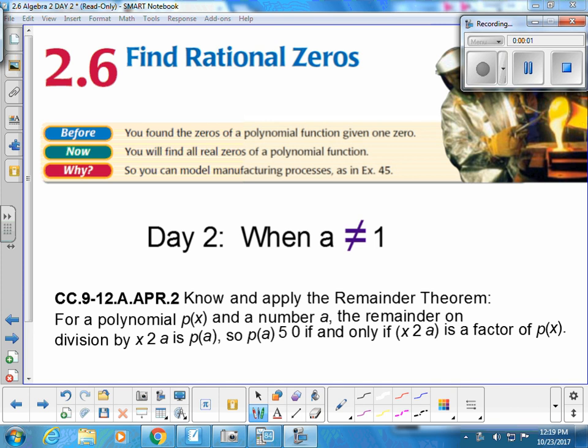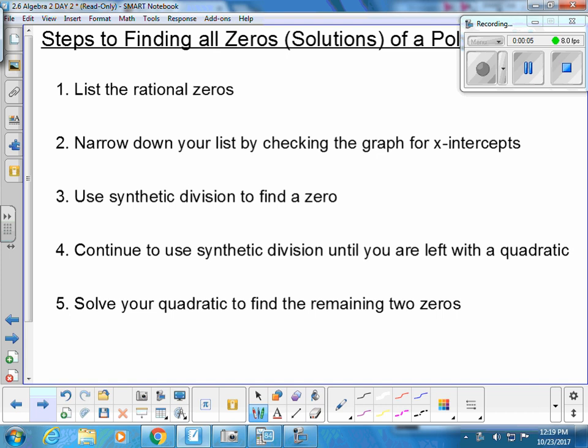All right, we're doing 2.6 day 2. The strategies we'll be following today are the same 5 strategies as Friday. So if you took a picture of this Friday or wrote this down Friday, nothing to write down again. We're going to be making our P and Q list. We'll be graphing it in the calculator to maybe narrow down what we think the solutions are. But then we'll be verifying those solutions using synthetic division and factoring until we find all the solutions.